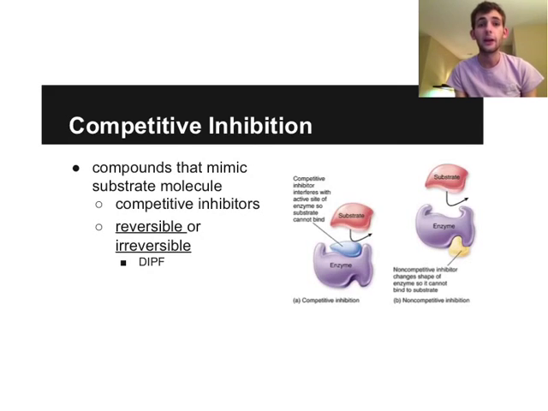There can be irreversible inhibition, and an example is DIPF, which works with neurotransmitters. But the idea is an irreversible inhibition can never be reversed. It completely shuts down an enzyme. So that's not really common in cells. Because we don't want to get rid of enzymes, we just want to deactivate them for a little bit of time.